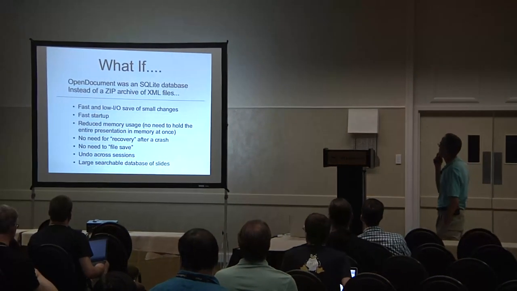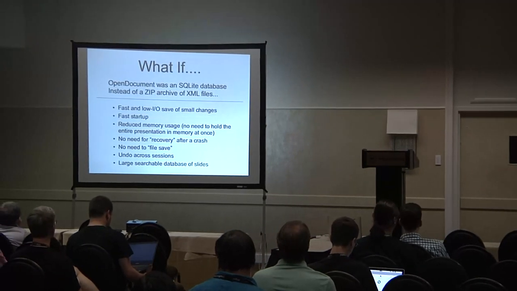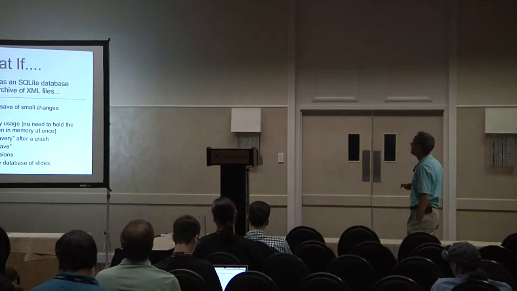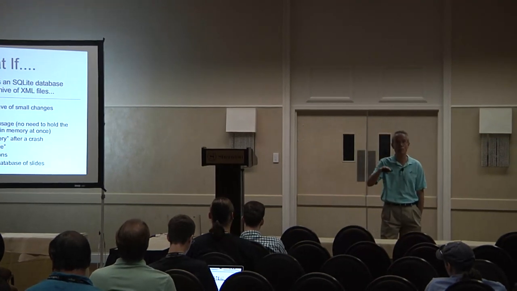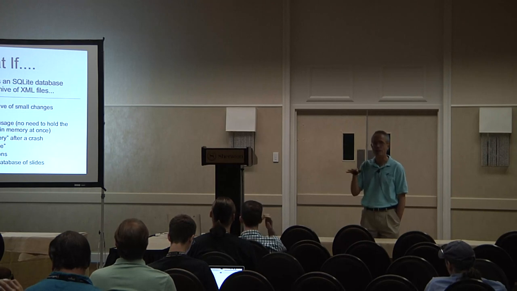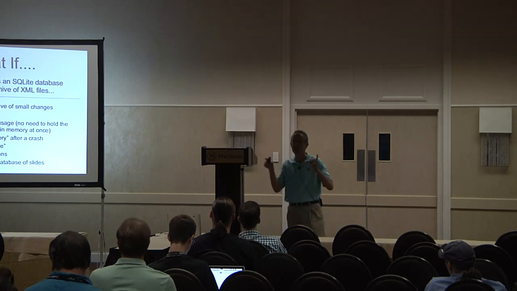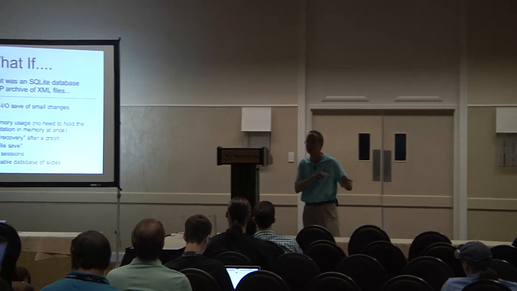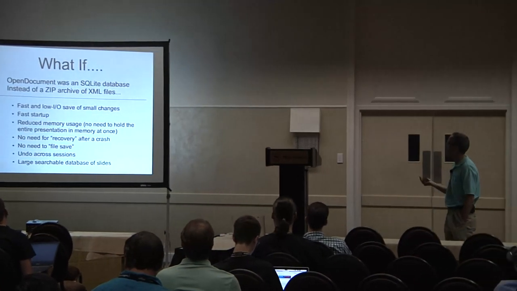So let's play some what-if scenarios. I love OpenOffice or LibreOffice or whatever they're calling it now. I use it all the time. But let's pretend... the file format for OpenOffice is a zip archive containing XML files. I don't know if you've ever noticed this. If you make a presentation with OpenOffice, and ODP is the extension, you can unzip it and you get lots of content files out of it. So that's a common thing. It's a pile of files format.